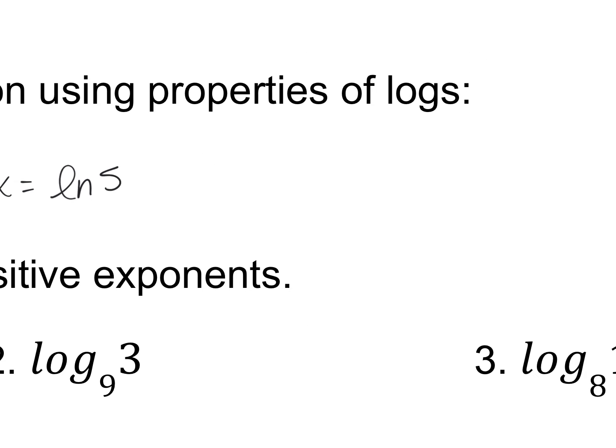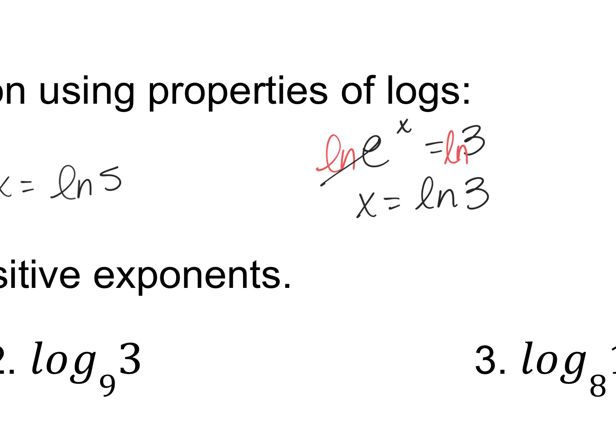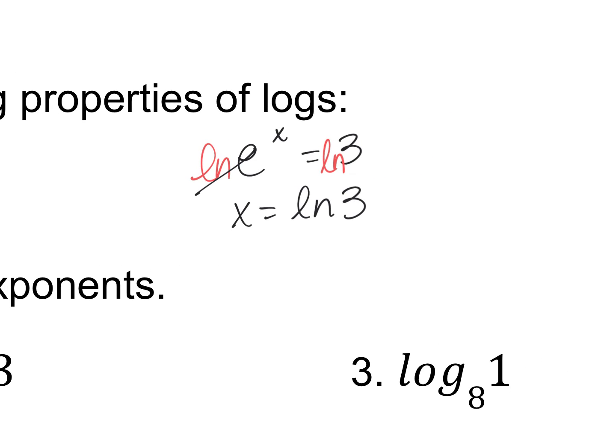If I have e to the x equals 3, you would do natural log of both sides. Those would cancel, and you would have x equals natural log of 3. So just know, whenever you are trying to cancel something out, if you're trying to get rid of an e, use natural log.